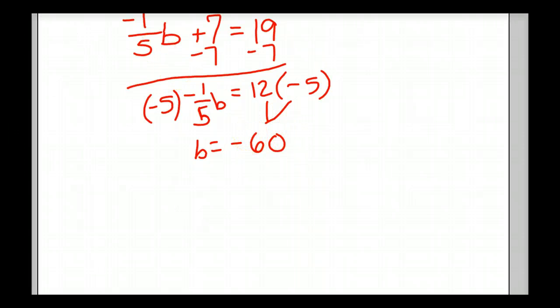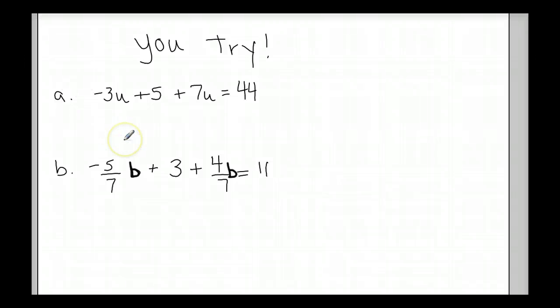All right, so we've done 2 problems. It's now your turn to try it. I'm going to read these off just in case. A is negative 3u plus 5 plus 7u equals 44. B is negative 5/7 b plus 3 plus 4/7 b equals 11. So go ahead and pause now and try those. Okay, so for A you should have gotten 13. For B you should have gotten a positive 56. So if you didn't get those, please go back and watch the videos and try them again.